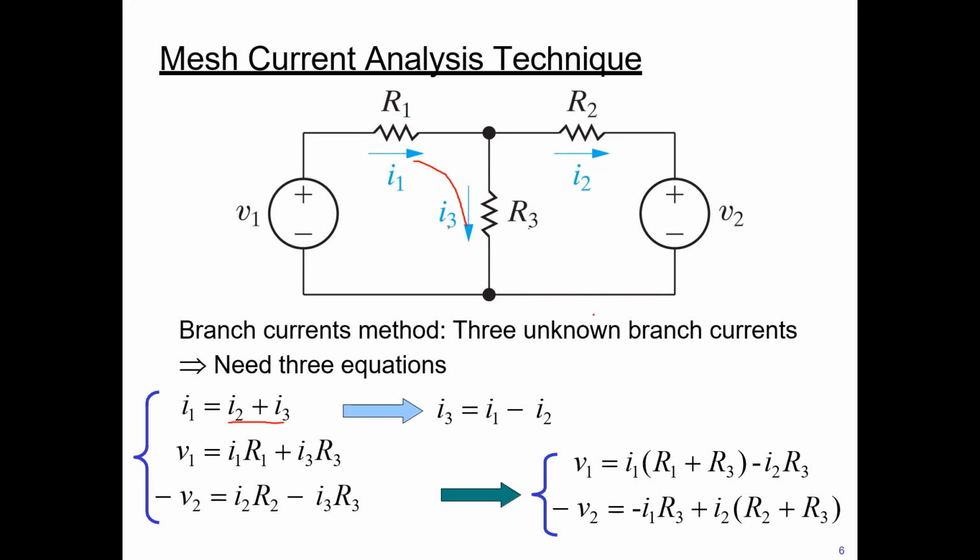And then the voltage across here, minus V2, because we're going the opposite way, equals I2 times R2, which is the voltage across here, plus the voltage across R3, that is minus I3 times R3, because we're going the other way. From that, we can re-equate and then have this equation.